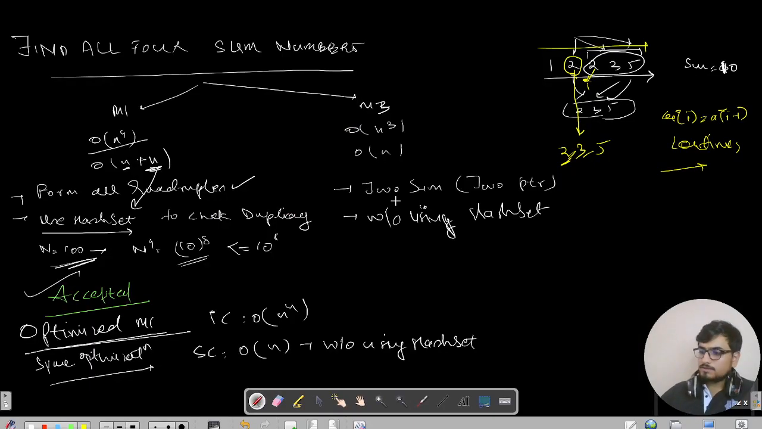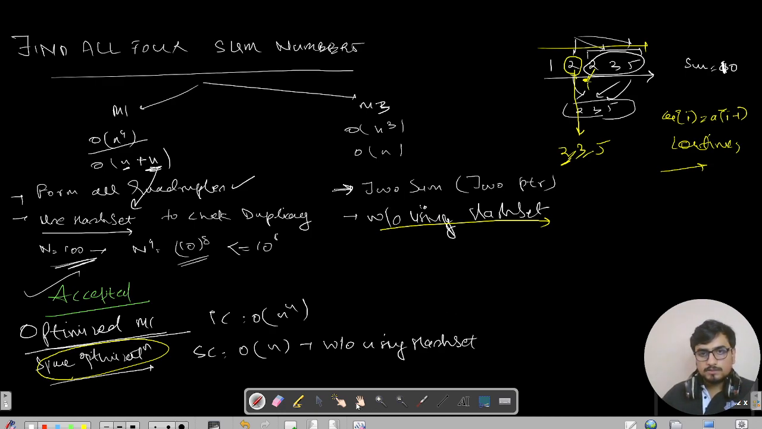Now let us move ahead with the third approach. In the third approach, definitely we will use the optimization that we discussed in method 2, that is, without using the hash set. There is one prerequisite here: you need to know how to solve the two sum question, right?